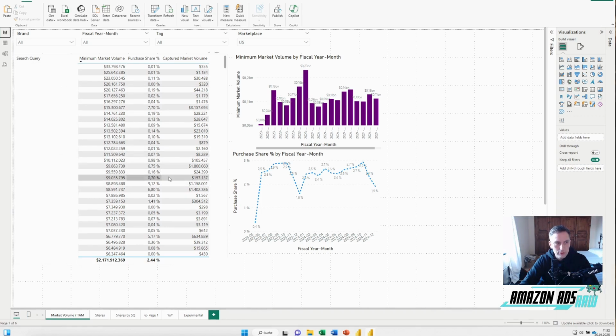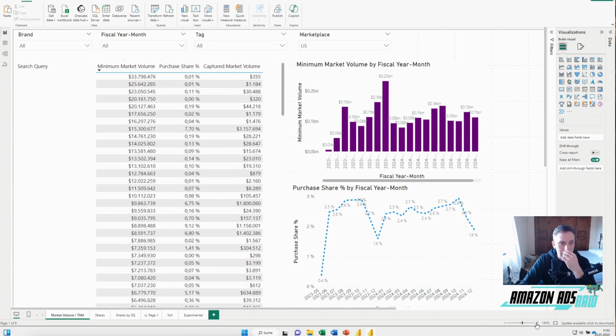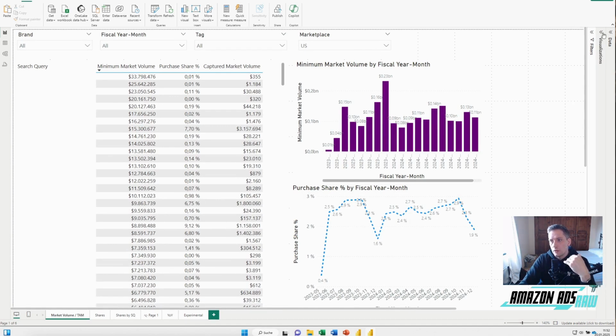I needed to blur some of the queries in order to be able to show this to you. But this is how you could leverage the minimum market volume and stuff like that. Like I mentioned, you do this by search query, you can do this by month, by week, by different marketplaces, different brands, different tags. We're also applying tags to the search queries. A search query could be branded, non-branded, or a specific keyword category. This also allows you to look at your SQP data by tags and not just by individual search queries.